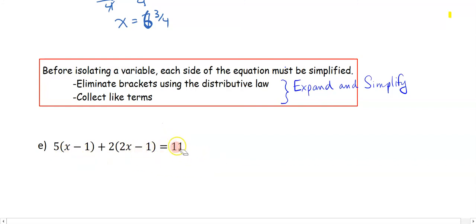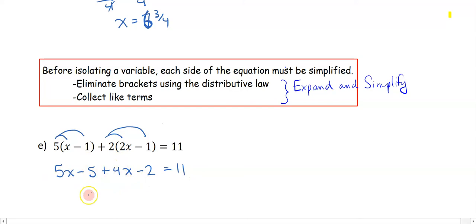The right side can't be simplified because it's just a number. So let's simplify this. We're going to multiply in the 5 and we're going to multiply in the positive 2. Don't forget that sign goes with the 2. So I'm going to get 5x minus 5 plus 4x minus 2 equals, and that stays 11. Now I'm going to collect like terms.